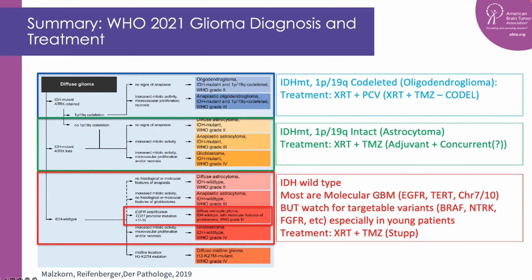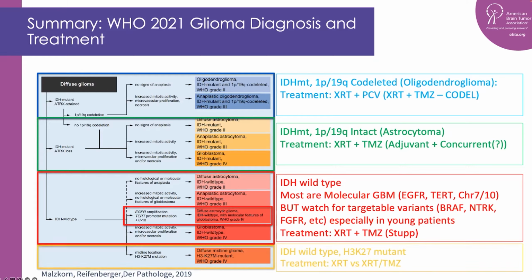But particularly in younger patients, this is where the advanced molecular testing can be most important, because this is where we really see some of the most targetable alterations, like BRAF alterations, NTRK alterations, FGFR. And again, these are mutations or fusions of these various genes at the DNA level. Most of these patients we treat with radiation and temozolomide, but there are some exceptions.